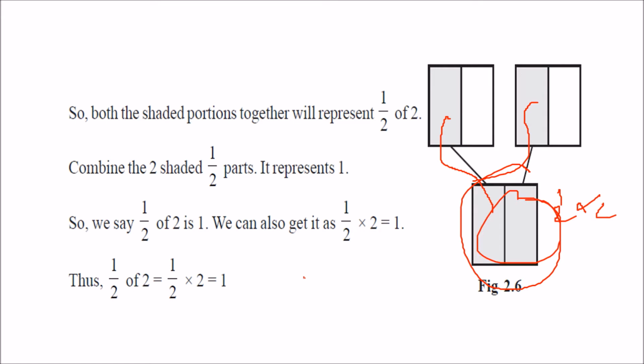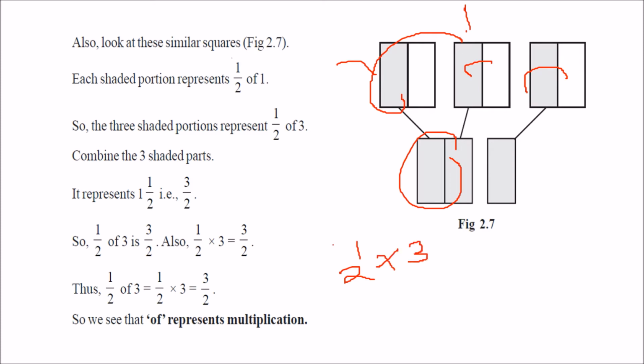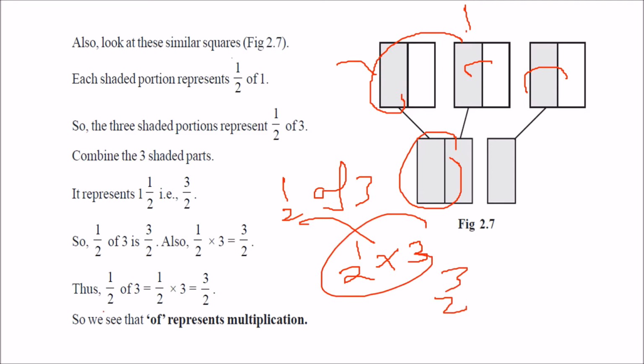What is this? This is half of 1, half of 1, half of 1. What does this become? This is half of 3. So what you eventually are doing is, you are trying to find out half of 3. Half of 3 means multiplication. So this is nothing but multiplication. Of means multiplication. Whenever the question is asking half of this, you multiply it.